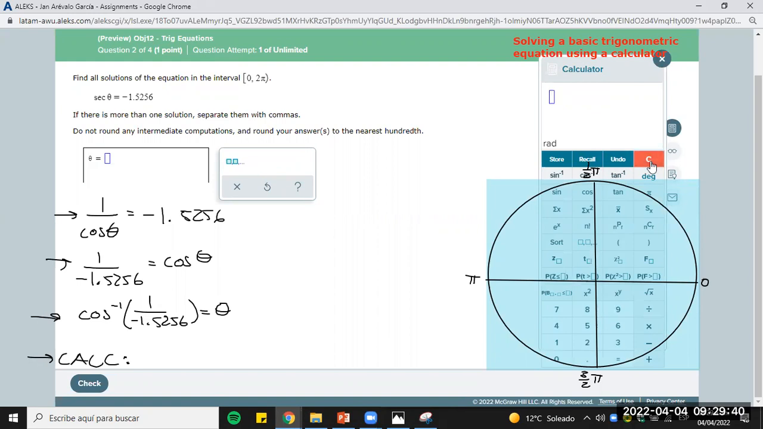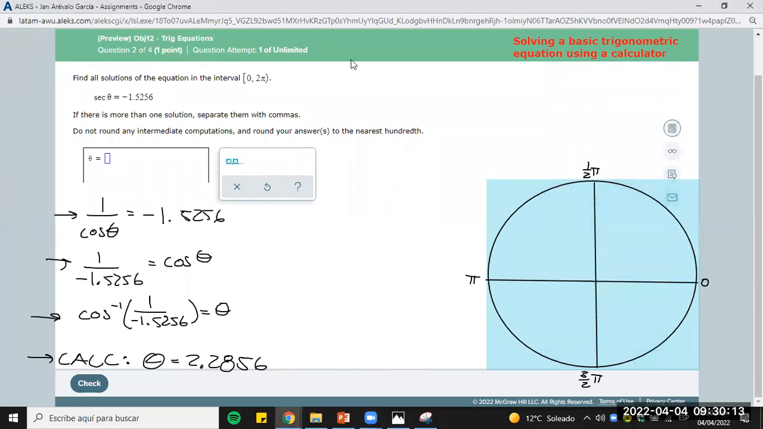Let me erase this, and it's the inverse cosine of 1 divided by minus 1.5256. Be sure to have your calculator in radians. That is a very important part. We are talking about radians all the time, so be careful with that. This equals the angle we are looking for: 2.2856.